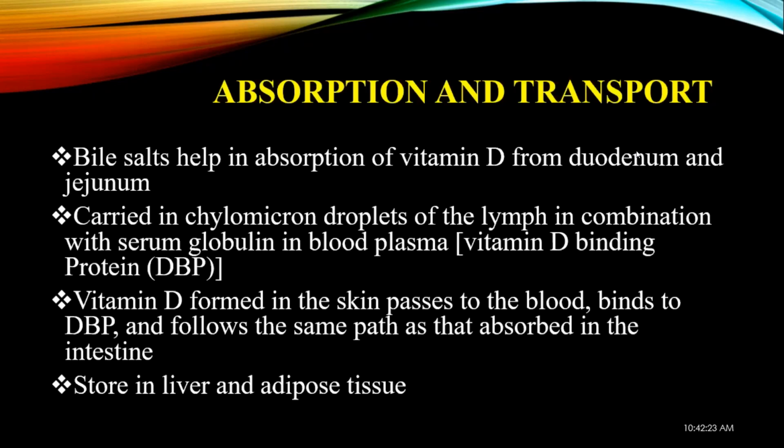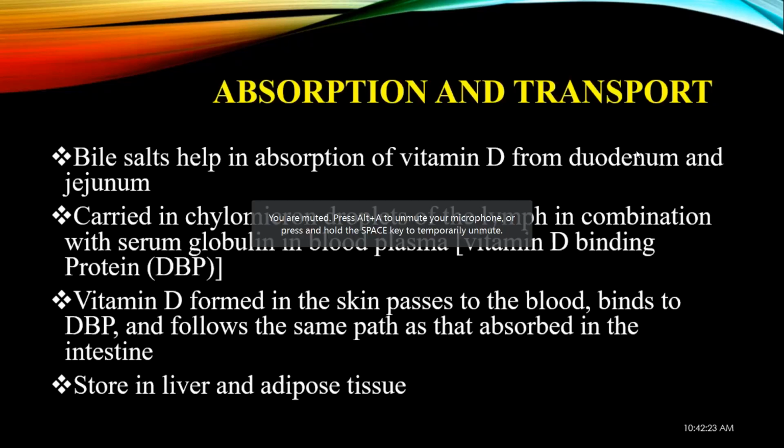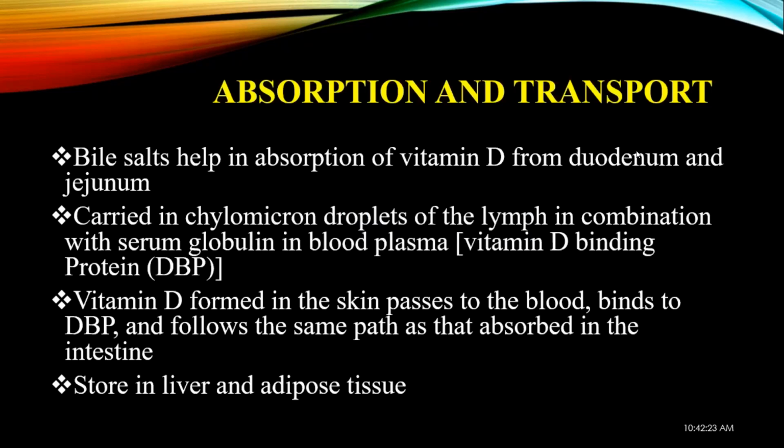And in circulation, there are specific binding proteins present, called vitamin D binding protein, DBP. This vitamin D now combines with the vitamin D binding protein in circulation for transport. So the vitamin D, that is the cholecalciferol that we mentioned earlier, is also synthesized in the skin.